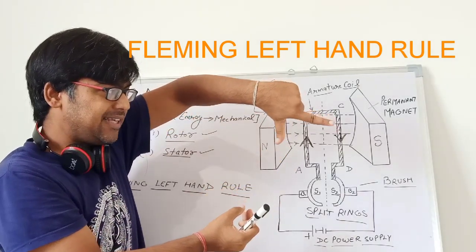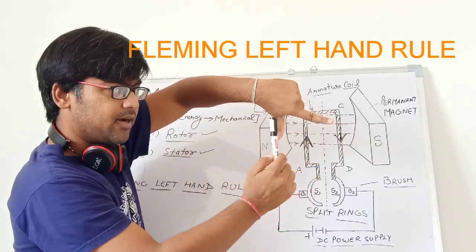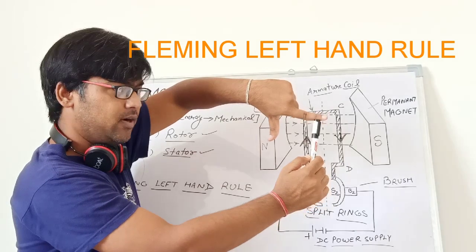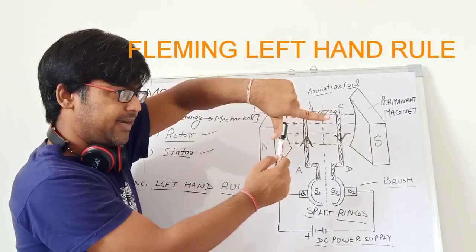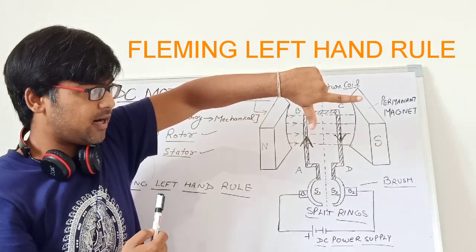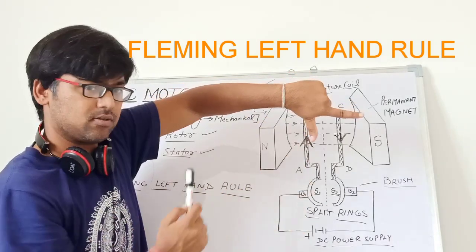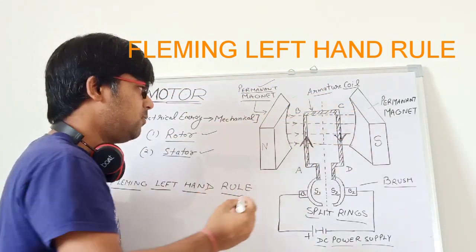Now I can see that all these three fingers are perpendicular to each other. This finger indicates the direction of magnetic field. This finger indicates the direction of force, and my middle finger indicates the direction of current. So we can see that the force on the conductor is acting in the downward direction. So if I have to show this force on the diagram, it will be like this.